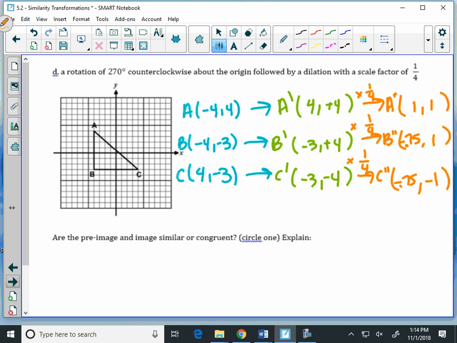Again, this is really tiny, so just do your best. My smart board makes it look a little floppy. So -0.75, that's just really, really close to 1. So again, just estimate. It's okay if it looks like it's almost on there. As long as you show your work, I'm going to know you graphed that correctly. And then -7.5 at 1. So this is really teeny tiny. C prime. C prime. Really teeny tiny triangle.